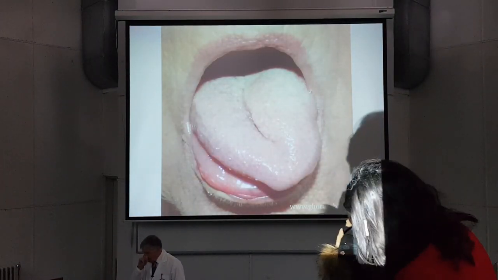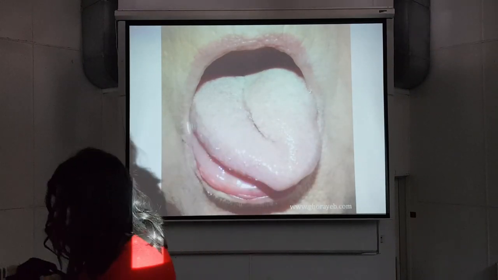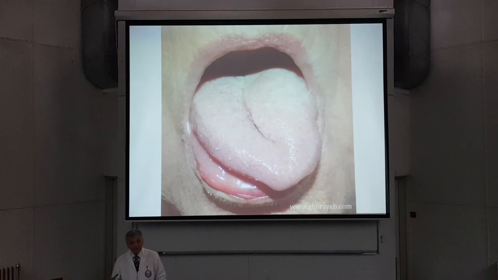Now, this person, when asked to protrude the tongue, deviated. Now, the tongue has intrinsic muscles and extrinsic muscles. Now, you need to revise your muscular system. Which muscle protrudes the tongue?